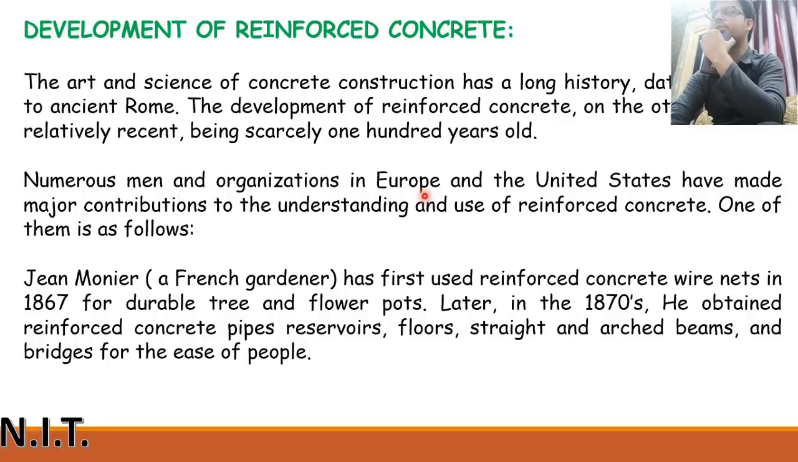Numerous men and organizations in Europe and the United States have made major contributions to the understanding and use of reinforced concrete. One of them is as follows. Joseph Monier, a French gardener, first used reinforced concrete with wire nets in 1867 for durable tree and flower pots. He used this concrete for what? Durable tree and flower pots. Later in the 1870s, he obtained patents for reinforced concrete pipes, reservoirs, floors, straight and arched beams and bridges for the ease of the people.